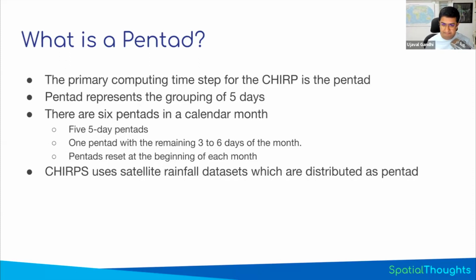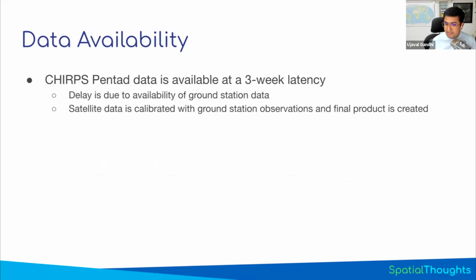CHIRPS is available at a 3-week latency, because once the satellite measurements are collected, it has to wait for the ground station data. It's a global dataset, with global coverage of ground stations. So once all the ground stations collect the data and process it, they send it to the CHIRPS team, then they apply it. So there's a 3-week latency. So again, not in real time, but it's good enough for doing drought monitoring or near real-time measurements of the ground situation.